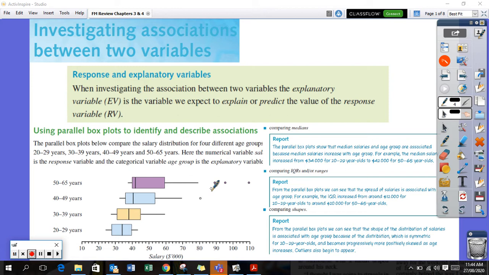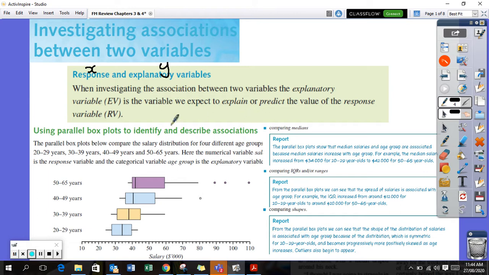When we have two variables, one is a response variable and one is the explanatory variable. So the explanatory variable depends upon the response variable. The explanatory variable is generally the y and the response variable is generally the x. And when we plot the data.